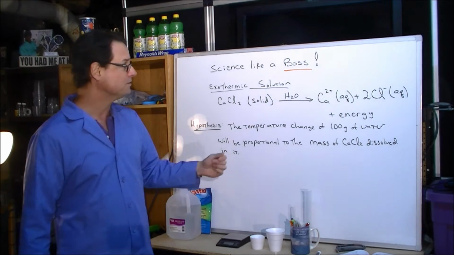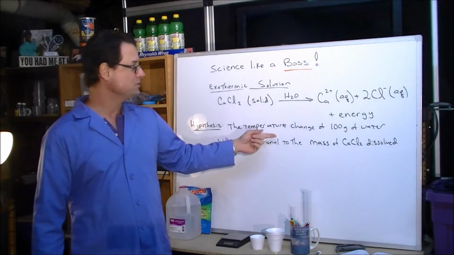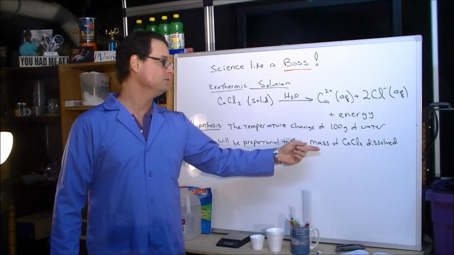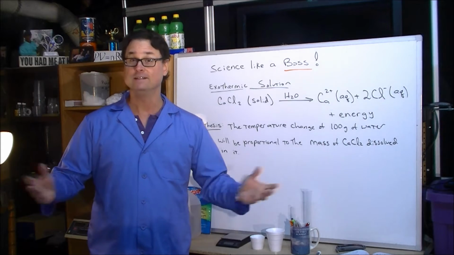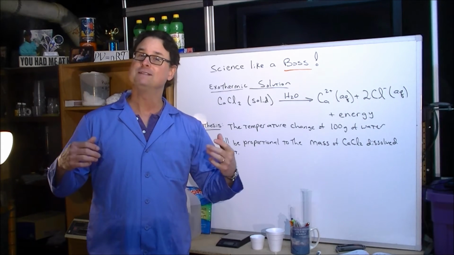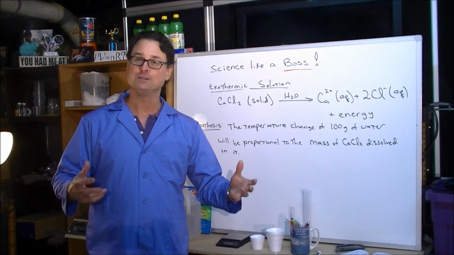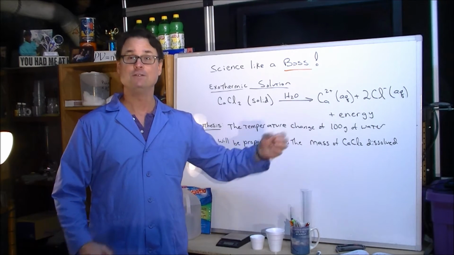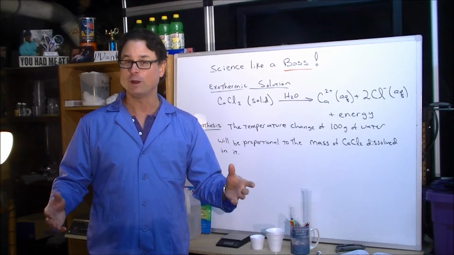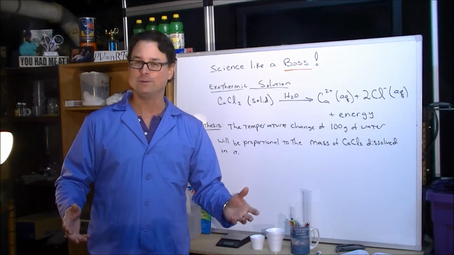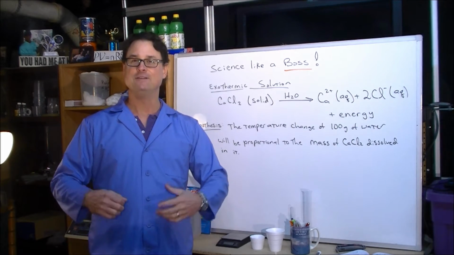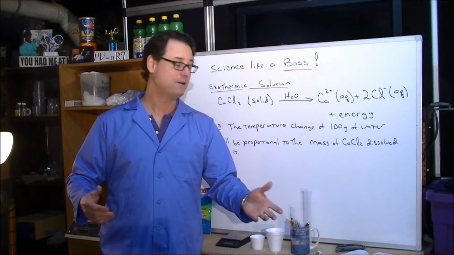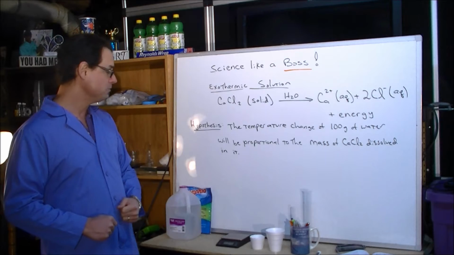So our hypothesis is that the temperature change of 100 grams of water will be proportional to the mass of calcium chloride dissolved in the water. Because if the energy is coming from the calcium chloride, as our theory suggests it is, then if you double the amount of calcium chloride, for example, you'll double the energy added to the water. If you double the energy added to the water, you'll double the increase of the water's temperature. So those are the ideas.